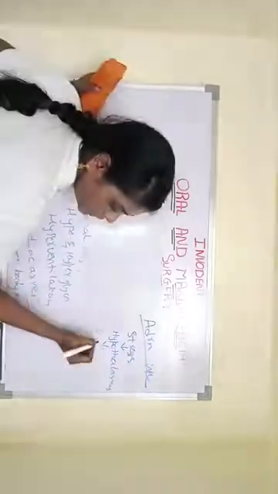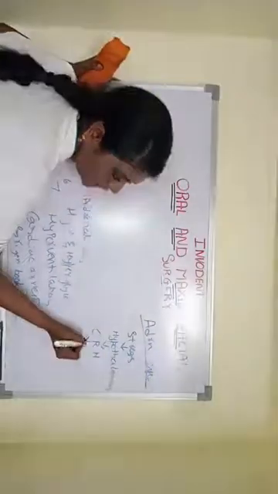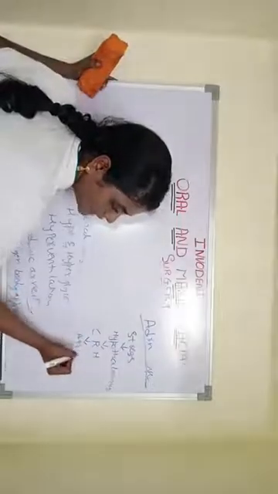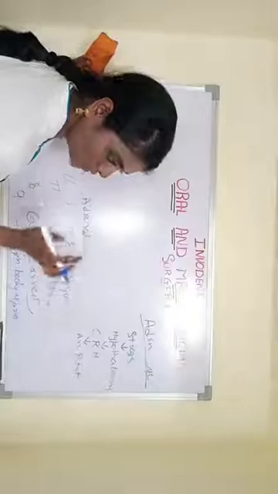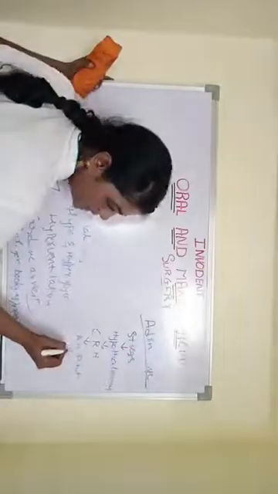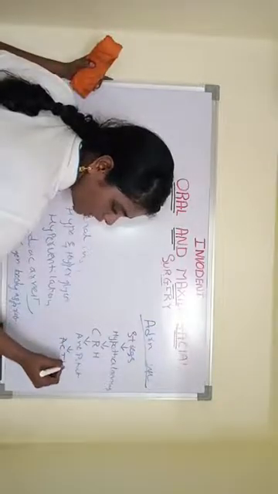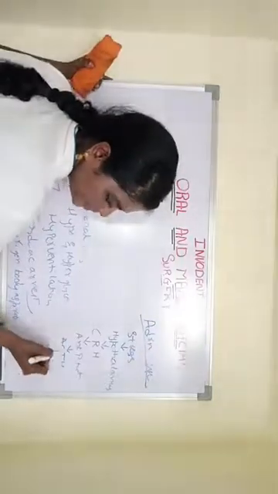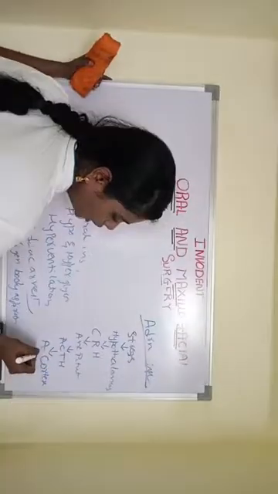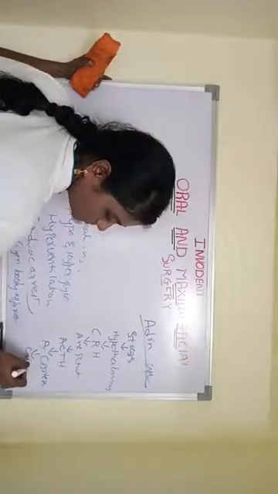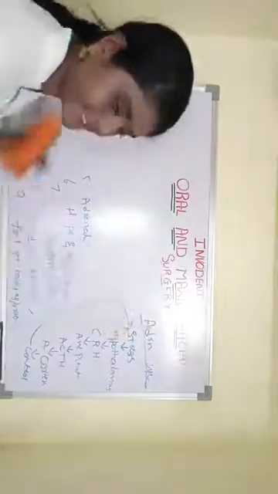Hypothalamus will release corticotropic releasing hormone. Corticotropic releasing hormone will act on anterior pituitary. This anterior pituitary will secrete adrenocorticotropic hormone. This ACTH will act on adrenal gland, especially adrenal cortex, to release cortisol. This cortisol will reduce your stress.